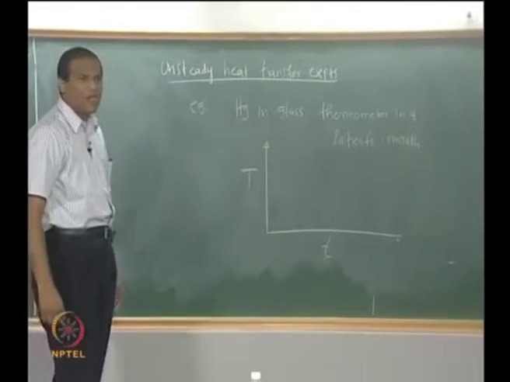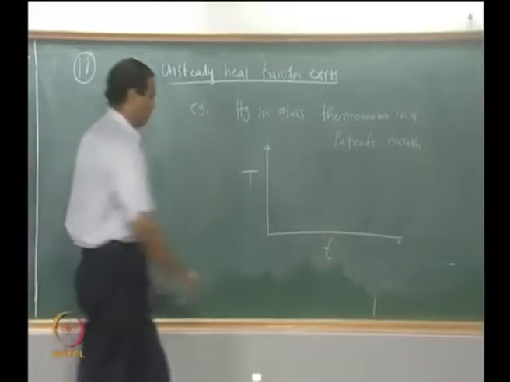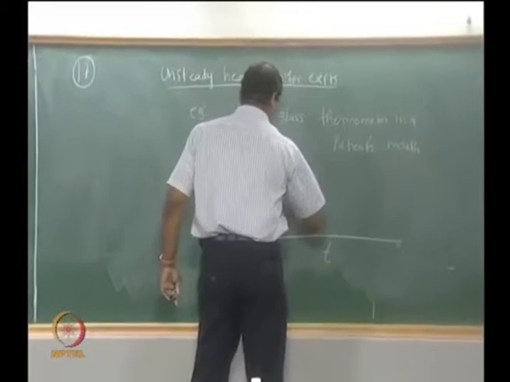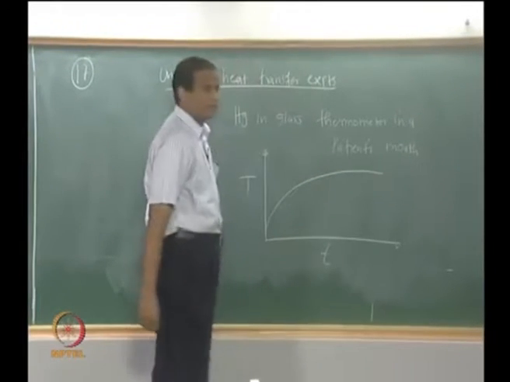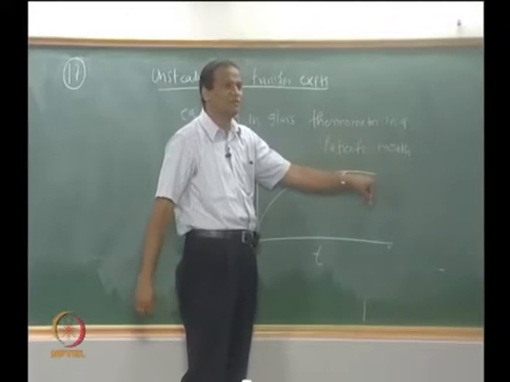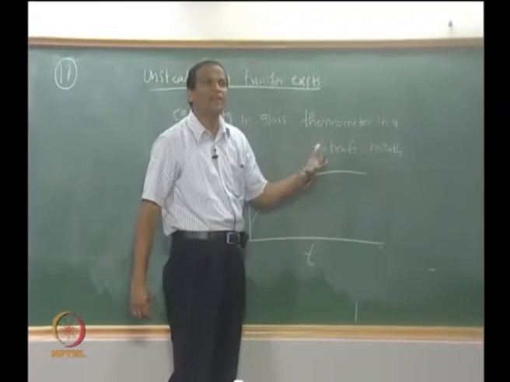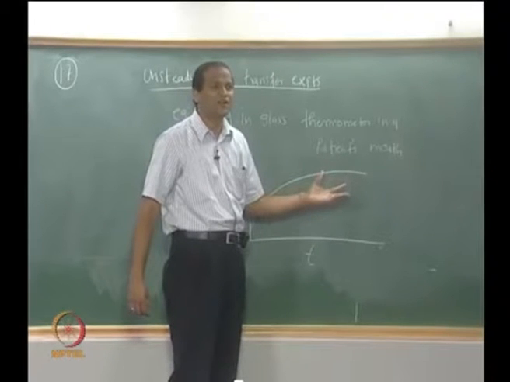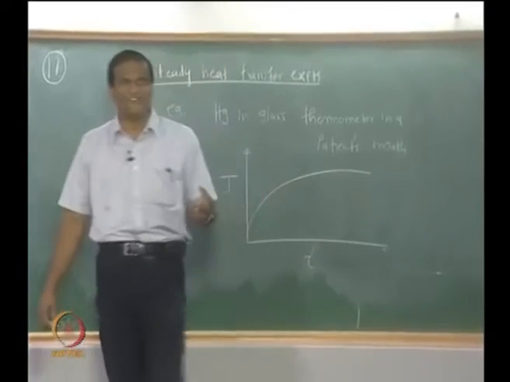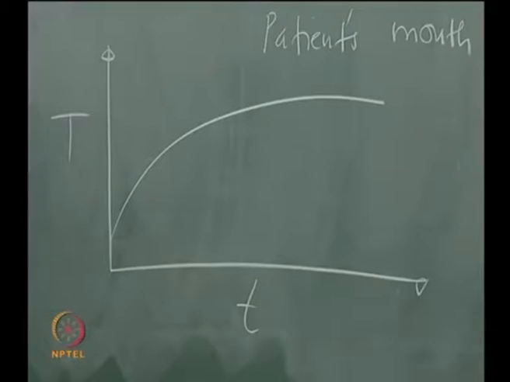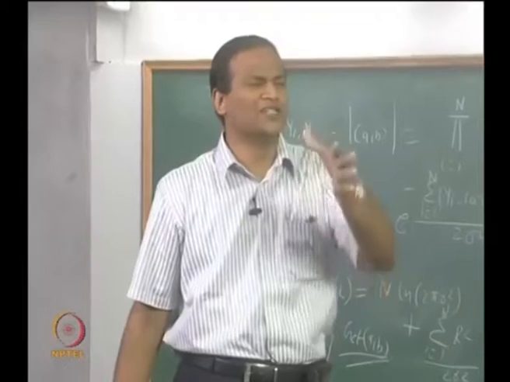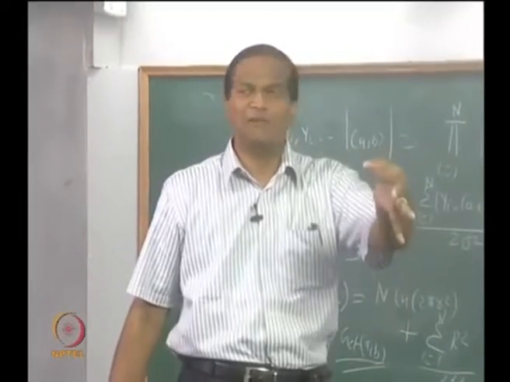The doctor keeps. Yes, sir. Exponential. When will it reach the core temperature of the human body? Infinite time. So, what is infinity for the doctor? 2 minutes. In 2 minutes you will get 99% of the information, because the mercury in glass thermometer is so designed that the time constant is very small.